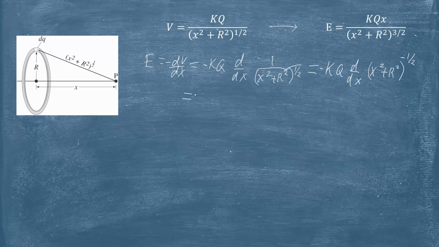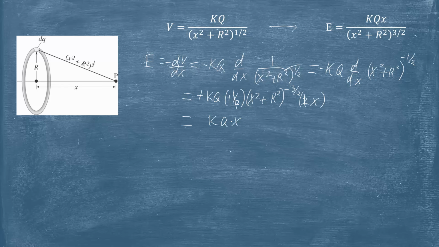Now I'm going to jump over here to continue. The negative kq just comes along for the ride. If we bring that negative 1/2 power down, like we do with our good old power rule for derivatives, then this becomes x squared plus r squared, and we have to subtract 1. So negative 1/2 minus 1 gives us negative 3/2. Then we still have to take the derivative of the inside. The derivative of r squared is 0, and the derivative of x squared gives us a factor of 2x. We can cancel out that 2 with the 1/2. We can make our negatives a positive, and what we're left with is kq.